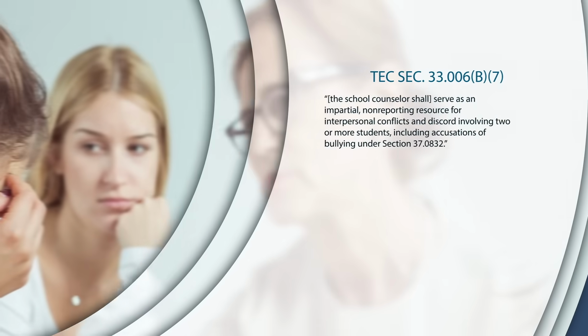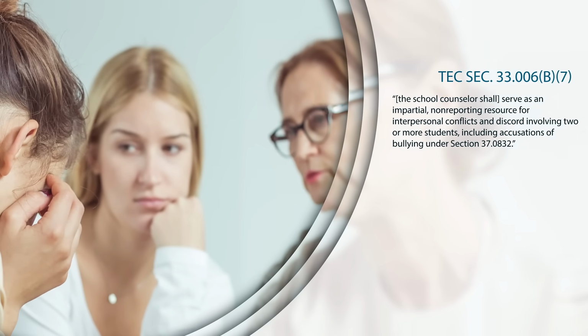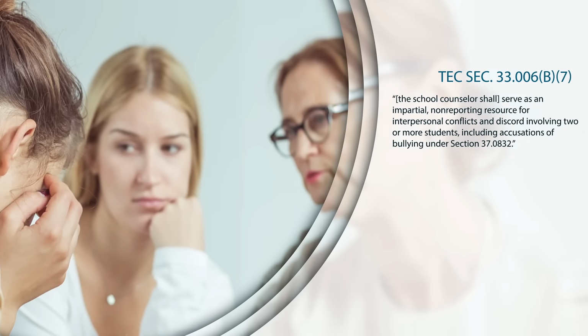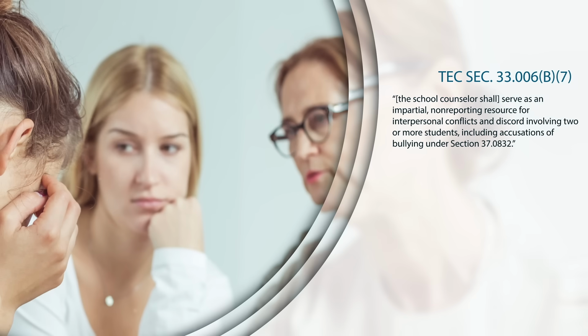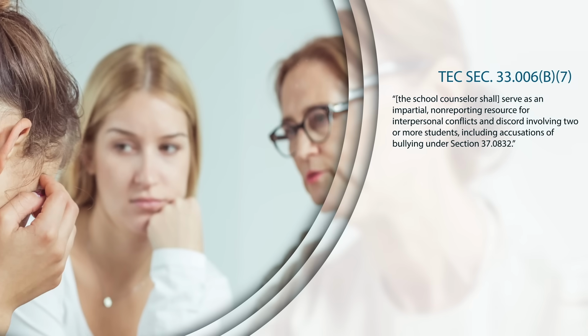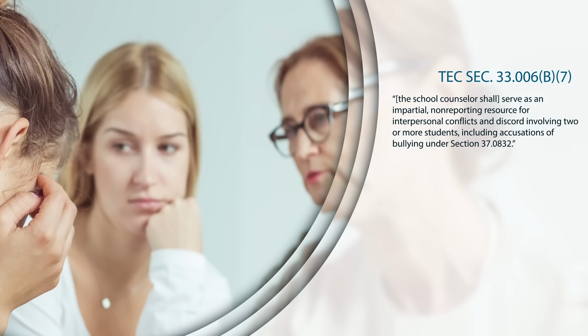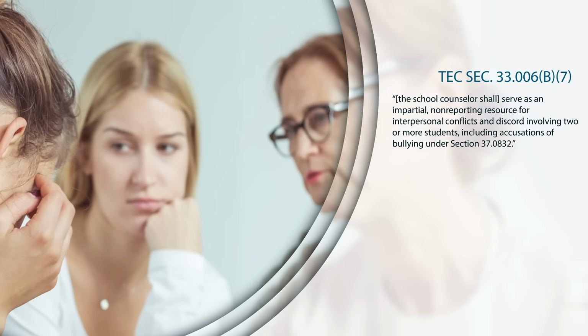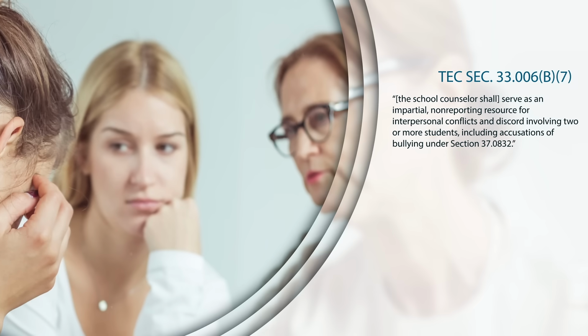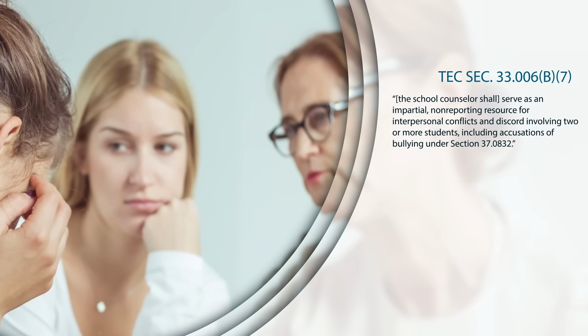In addition to a school counselor's responsibilities, the counselor will serve as an impartial, non-reporting resource for conflict resolution involving 2 or more students, including accusations of bullying. This role will not exempt a school counselor from any mandatory reporting requirements imposed by other provisions of the law.